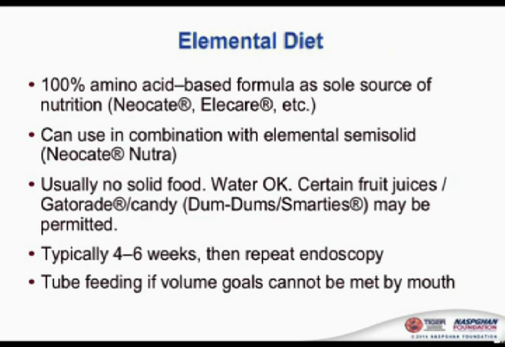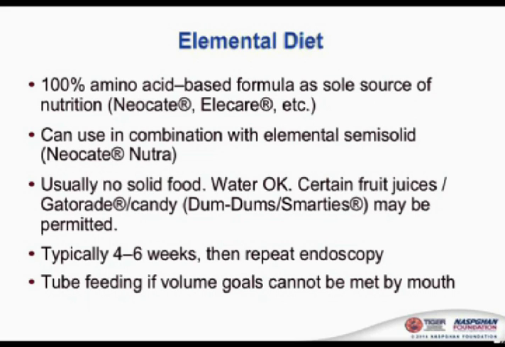So when we talk about needing to do an elemental diet, that is defined by providing all of the child's nutrition by way of a 100% amino acid-based formula. There is also another product, Neocate Nutra, which makes what is best described as an elemental pudding, which is a semi-solid food that can be useful for some younger children to help preserve their feeding skills, while all other solid foods are removed. And we also have had some older kids who liked it as well, but it's a product that was added a few years back that is shown to be useful.